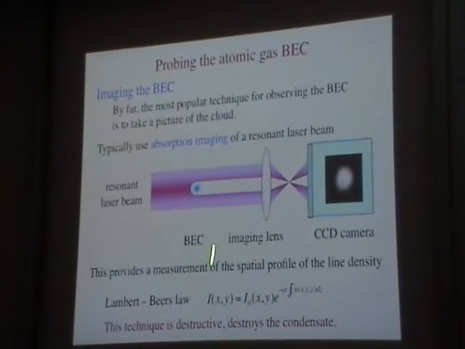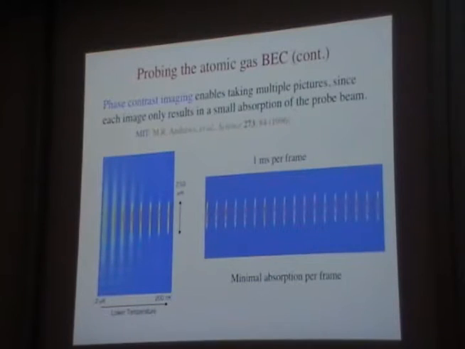This technique, of course, because you're scattering photons, is destructive, so it destroys the condensate. So typically, after you take a picture, you have to make another Bose-Einstein condensate and repeat your experiment. You take another picture. There are techniques to take pictures of BECs without completely destroying them, and they rely on phase contrast techniques, where you have some sort of phase shift of the light passing through the Bose-Einstein condensate.